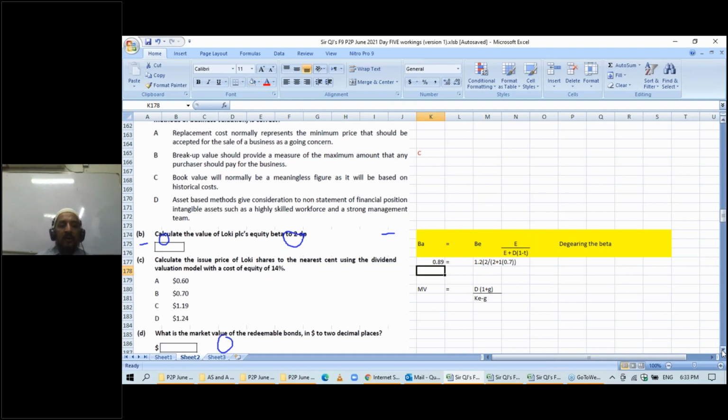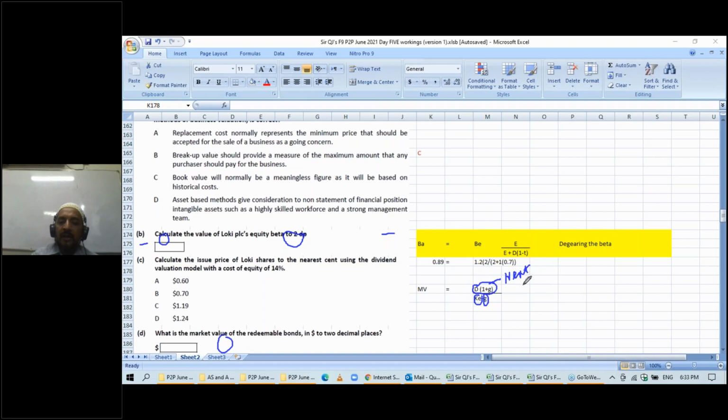Calculate the issue price of Loki shares to nearest cent using the dividend growth model with a cost of equity of 14%. So cost of equity is 14%, which is represented by KE in this formula. And we have to put in the growth rate, which is 4% in this question. And D1 means next year's dividend. We need next year's dividend.